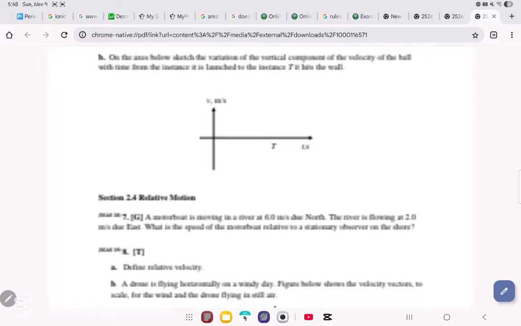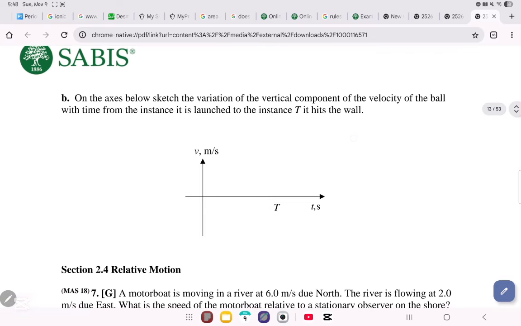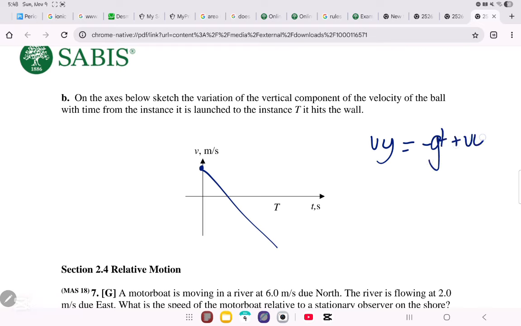What does it say in part B? On the axis, show the sketch of the variation of the vertical component of the velocity of the ball with time from the instant it's launched to the instant t where it hits the wall. They want the vertical component of the velocity, so Vy. Honestly, it starts at a specific point over here, and then it just keeps on decreasing because of the equation Vy equals minus gt plus V0 sine theta. It starts at an initial point, V0 sine theta, and then it just decreases. That is it for part B.